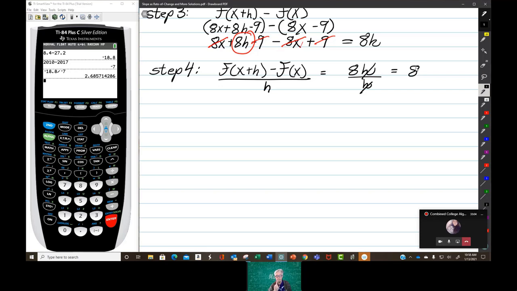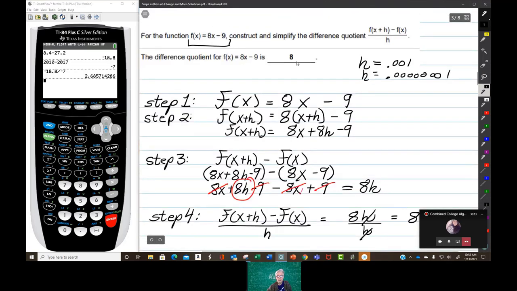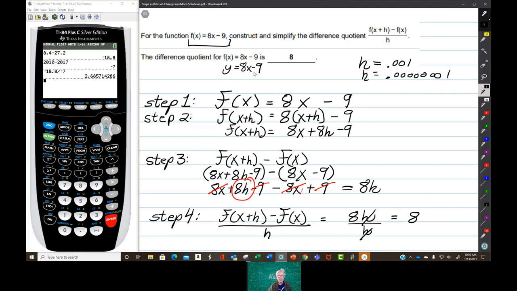Now, so what? Our rate of change is 8. But the thing is, you would have known that just by looking at this. F of x equals 8x minus 9 is really y equals 8x minus 9. And the slope is 8. You already know that. When you've got y equals all by itself, then the number in front of the x is the slope. And the slope is the rate of change. So when you're using the difference quotient on a straight line, the answer is just the slope.